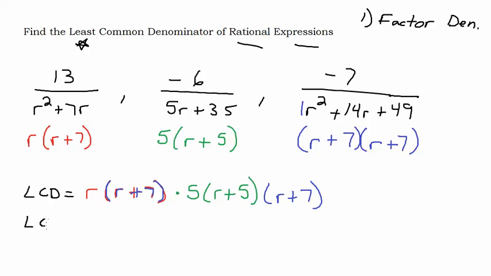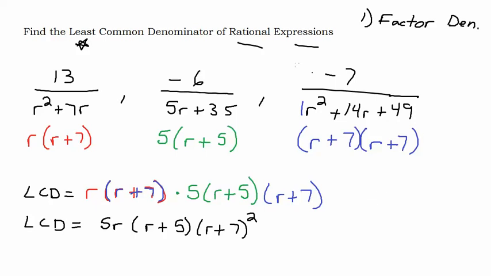That is one ugly least common denominator. If I were to write this out a little nicer, I'd put the 5 and the r first, and then the r plus 5, and then the r plus 7. Since there's 2 of those, I would write that as r plus 7 quantity squared. Wow, that was a doozy. I would hate to finish this one with pluses or minuses, but that is the least common denominator.